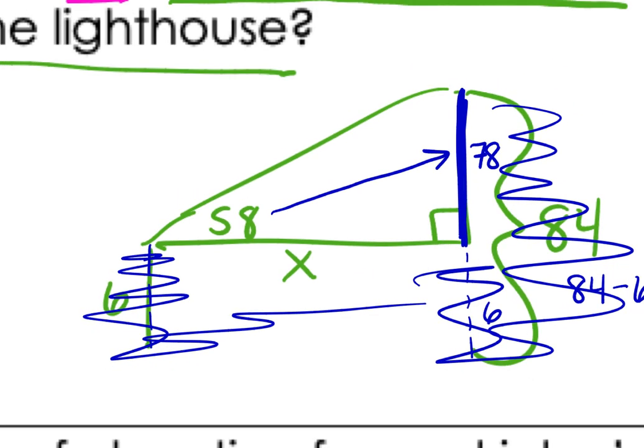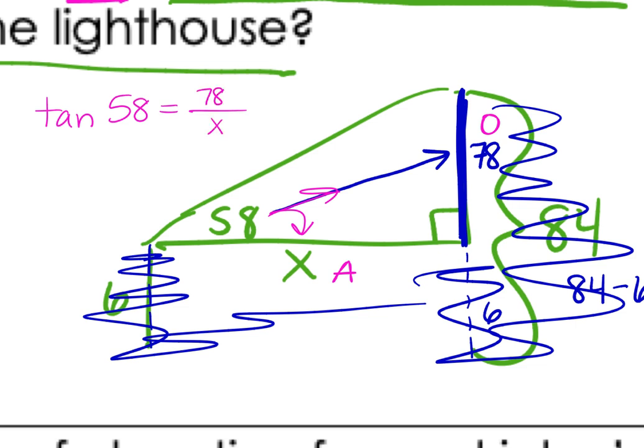TOA, right? Opposite would be this guy. Adjacent is this guy. Opposite, adjacent. So we're using the tangent. What always comes after the trig function? The angle. So the tangent of 58 equals what?